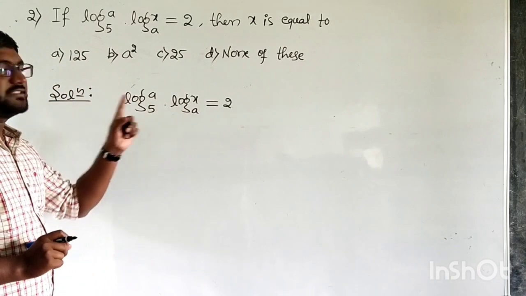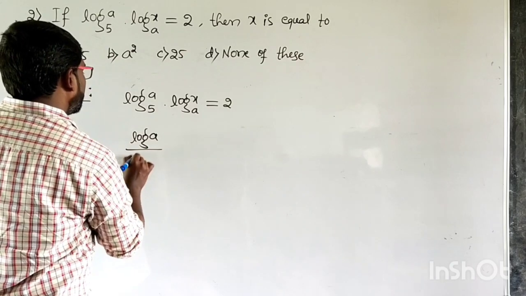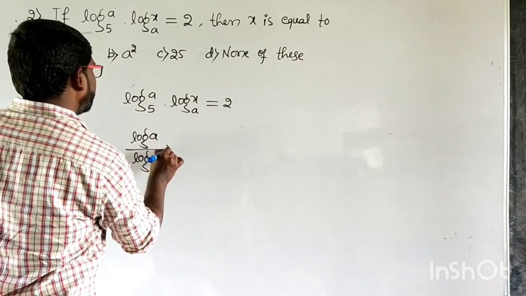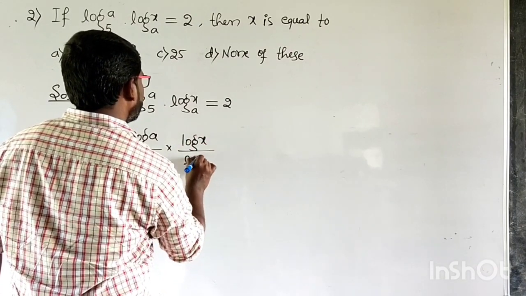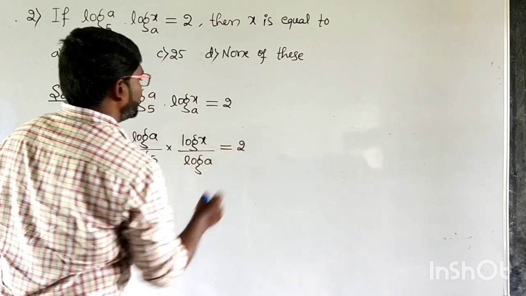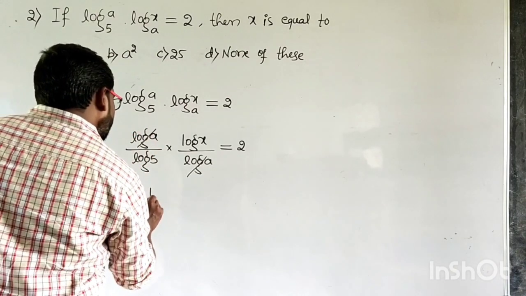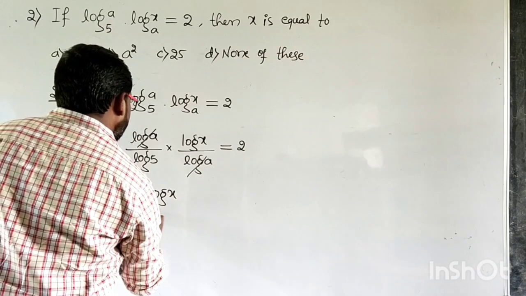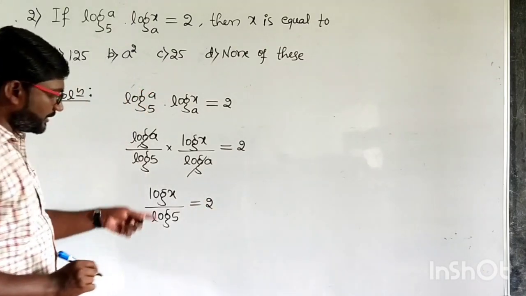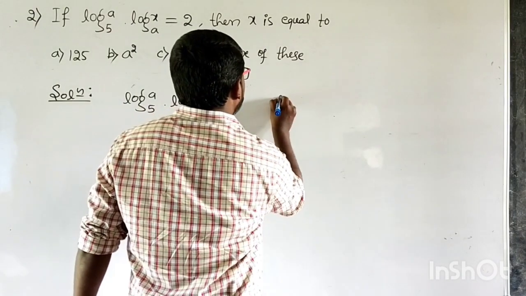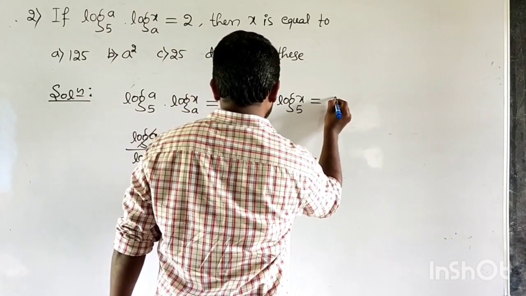Now here I go for the change of base rule. So log a divided by log 5 into log x divided by log a which is equal to 2. So now log a and log a get cancelled. I write the remaining term, log x divided by log 5, this is equal to 2. So now this can be written as log x to the base 5, this is equal to 2.